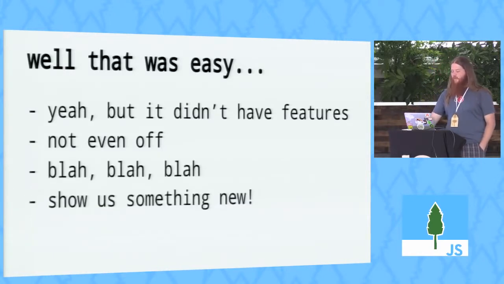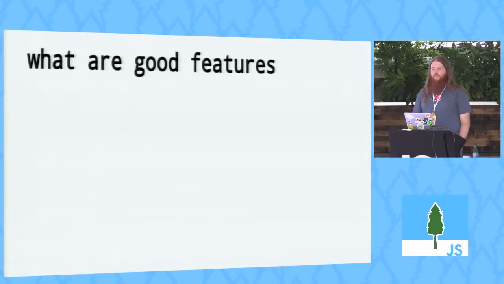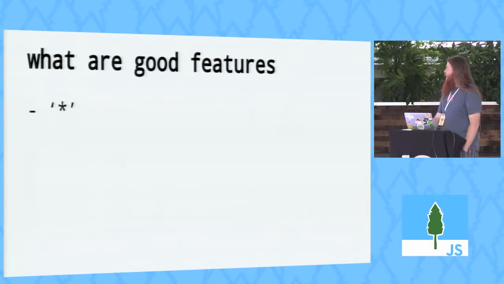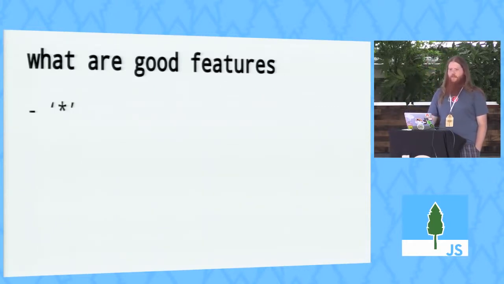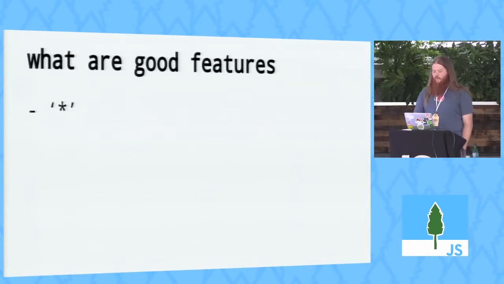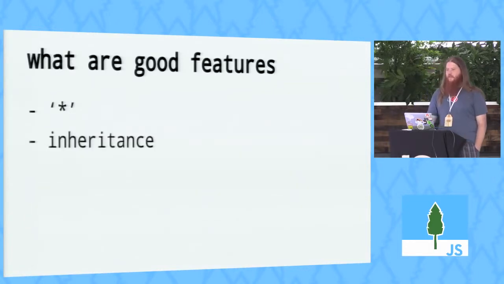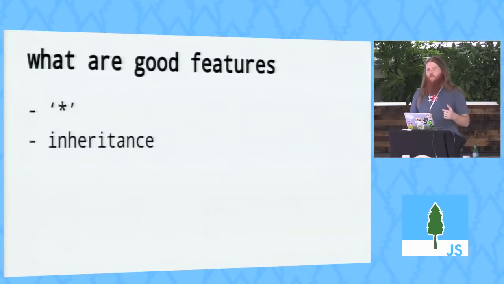But yeah, so something new. What are good features? I've been talking about how you can add features to event emitters. What do you want to add? A wildcard character is a huge one. If you can listen to any event that happens on an event emitter, regardless of the type, you can get a lot of information about what's going on. You can sort of observe other things. Inheritance. A lot of times, if you've got a nested structure, like the DOM, where you can bubble events up, you want to do that with arbitrary JavaScript stuff as well.